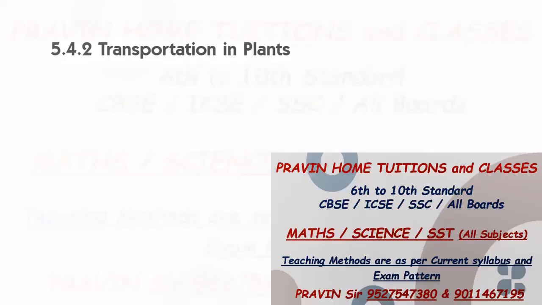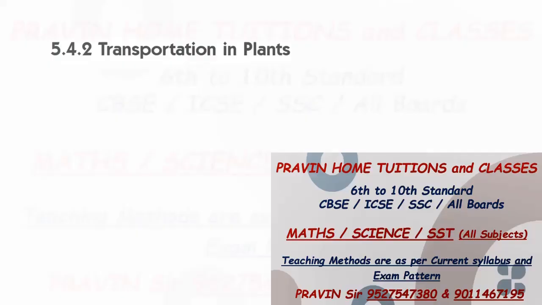Hello friends, in this video we will study transportation in plants. Transportation in plants is for transport of water and minerals absorbed by the root. They are transported from root to leaves. Second, the food material prepared by the plant at the leaves will be transferred to all parts of the plant.